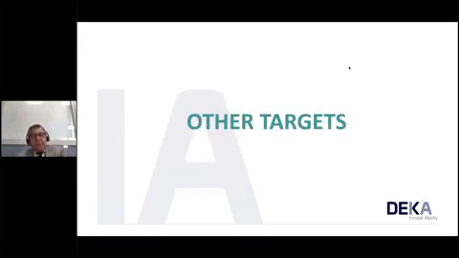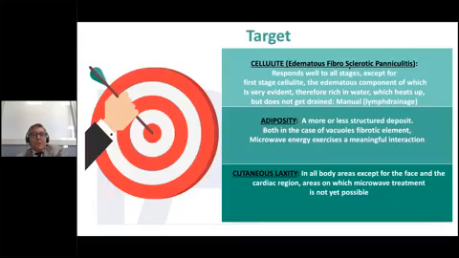But we have other targets. We discovered them by chance because at the very beginning, we were concentrated on the fat and on its reduction and elimination. But then we discovered, across some pictures, that there were other targets and an improvement, for example, of cellulite, edematous fibrosclerotic panniculitis, and even the cutaneous laxity.